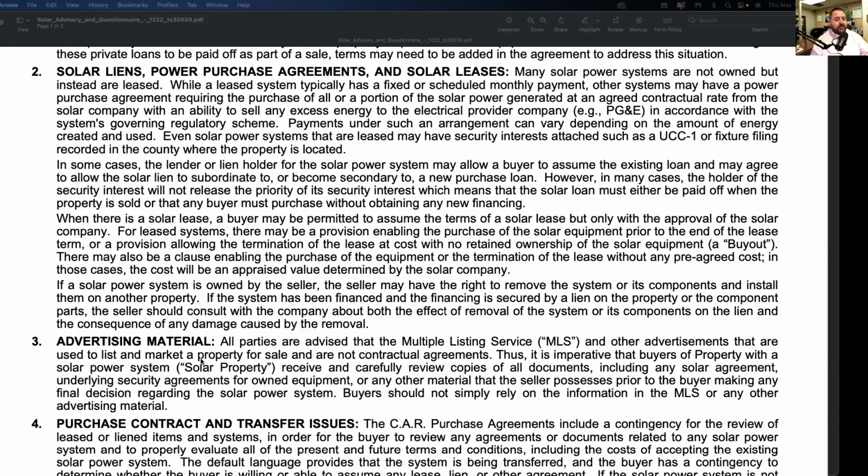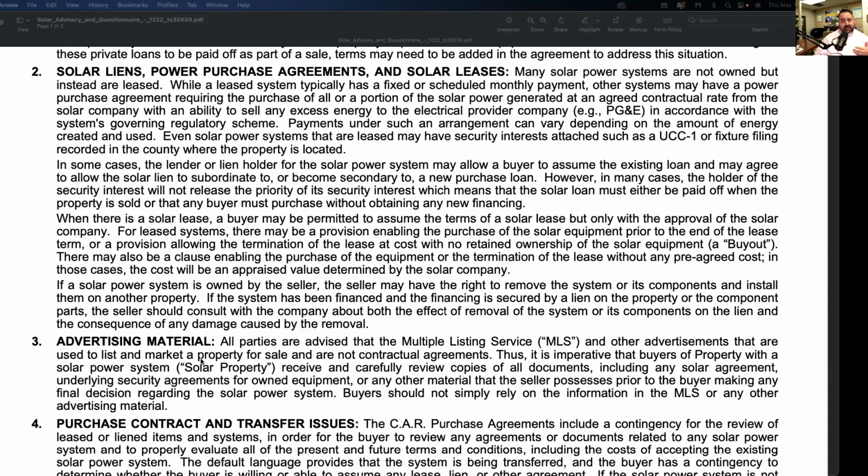If a solar power system is owned, the seller may have the right to remove the system or its components and install them on another property. If the system has been financed and the financing is secured by a lien on the property or the component parts, the seller should consult with the company about both the effective removal of the system or its components on the lien and the consequence of any damage caused by the removal.